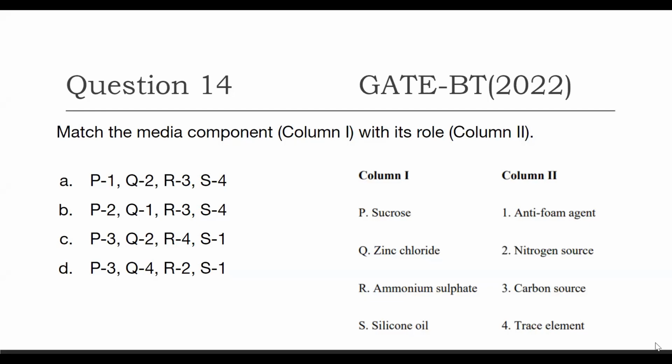Column 1 consists of sucrose, zinc chloride, ammonium sulfate and silicon oil, and column 2 has their roles, which are anti-foaming agent, nitrogen source, carbon source and trace elements. So you have to connect the correct compound with its role. So let's see which compound does what.